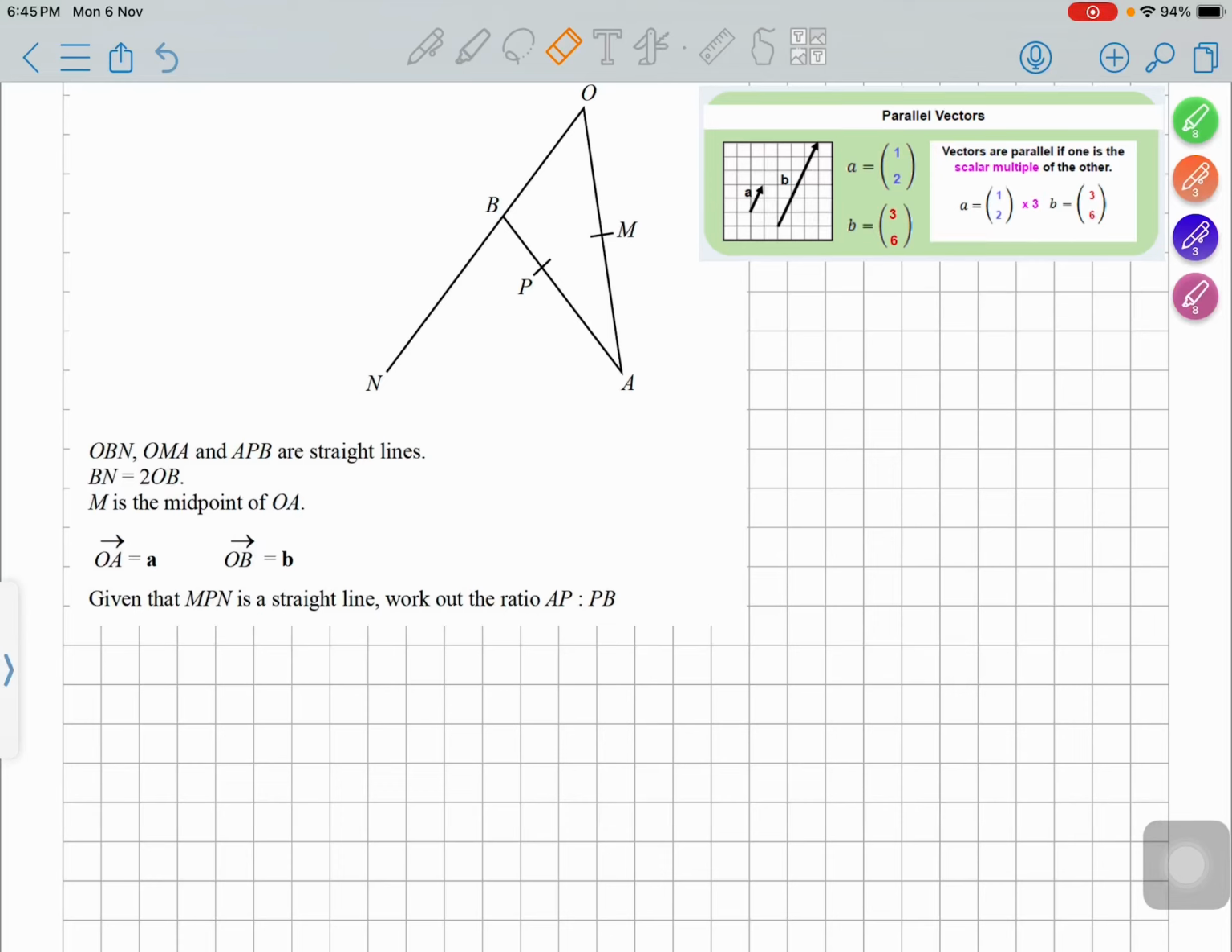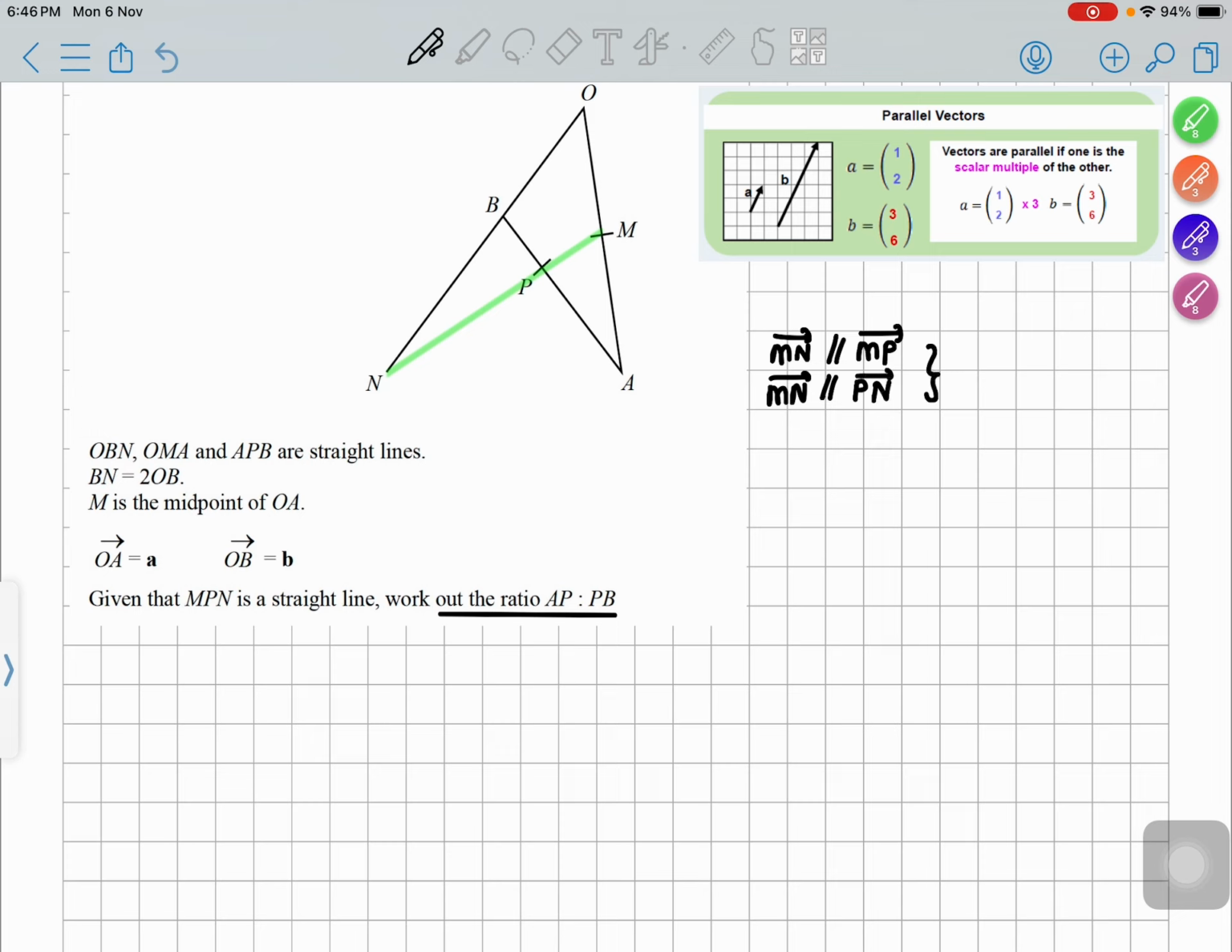Given that MPN is a straight line, I need to work out the ratio of AP to PB. So where is my MPN? MPN is here. If they are a straight line, you can tell that vector MN will be parallel to vector MP. You can express them as a scalar multiple. And you can also say MN is going to be parallel to PN, whichever is comfortable for you.